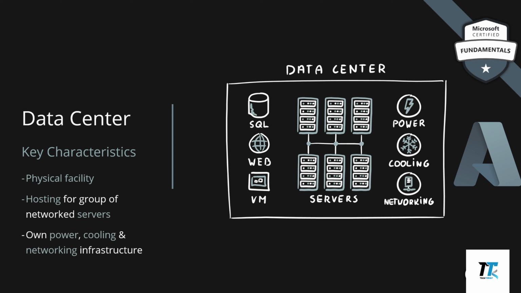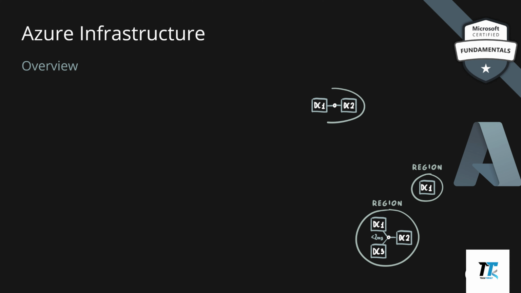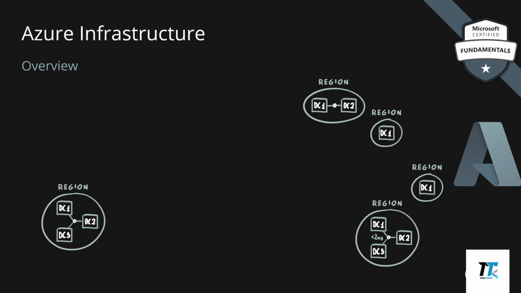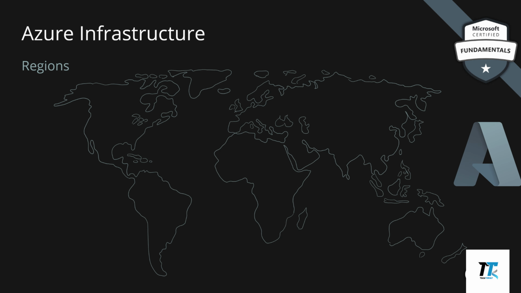So, data centers are building blocks of global Azure infrastructure. A group of data centers that are connected with each other with high-throughput internet connectivity are called regions. And Microsoft has many regions across the globe of different sizes. They can be as small as a single data center, or they can contain multiple ones. But what is most important is that they're globally distributed.